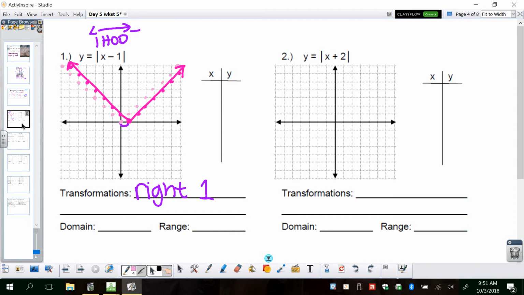Okay, so what's my domain here? Negative infinity to infinity. It's still getting wider. Those arrows at the end tell us it's never going to quit getting wider. What about my range? Did my range change from the original? No, it's still down at 0 and still goes up to infinity. So to fill in our table, -2 is +3, -1 is +2, 0 is 1, 1 is 0, and 2 is 1.